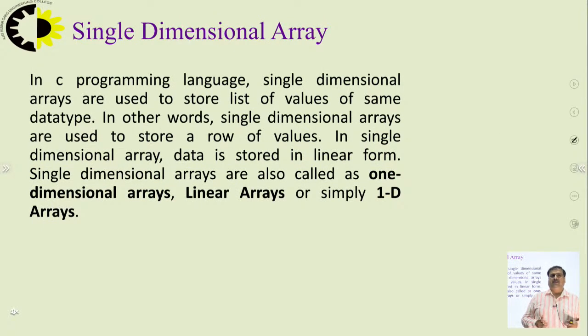In the C programming language, 1D arrays are used to store a list of values of the same data type. We can say that single dimensional arrays are used to store a row of values, a list of values, or sometimes we can also say that they form a vector. So, in a single dimensional array, data is stored in a linear form and it is called a 1D array, linear array, or simply a one dimensional array.